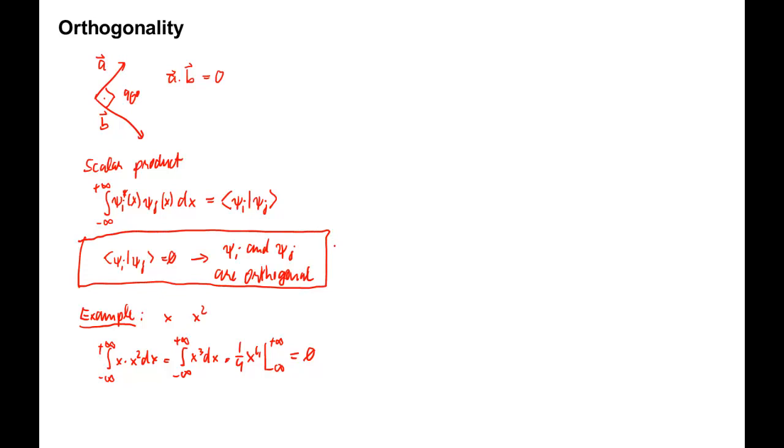There is a way to obtain this result without having to evaluate the integral, using symmetry arguments. Let's plot the functions. The function x squared is an even function, which means it is symmetric about the vertical axis. Or mathematically, f of x equals f of negative x. On the other hand, the function x is odd. It satisfies f of x equals negative f of negative x.